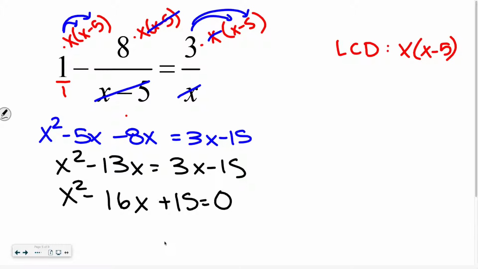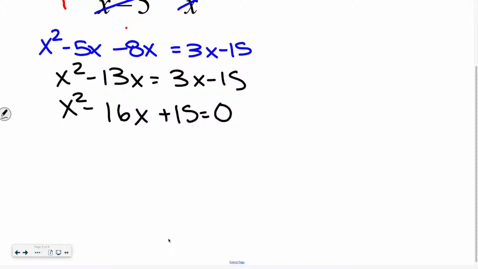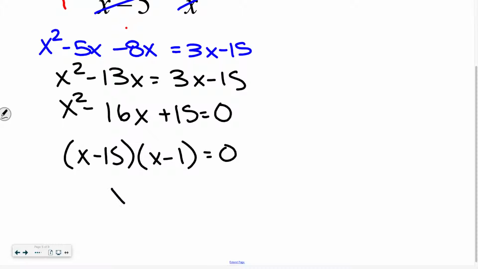Do you have factors of 15 that combine to make negative 16? Sure, x minus 15 and x minus 1. So then x equals 15 and 1.